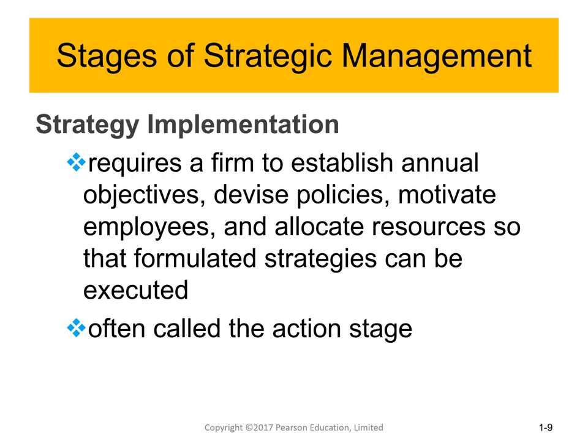Now, in the strategy implementation stage, the decision makers have to think about things like annual objectives, devising different policies, motivating employees, allocating resources, and formulating the strategies that they wish to execute. This strategy implementation deals with the action stage. Whatever plans were made at the strategy formulation stage are now brought into the action stage to be implemented.